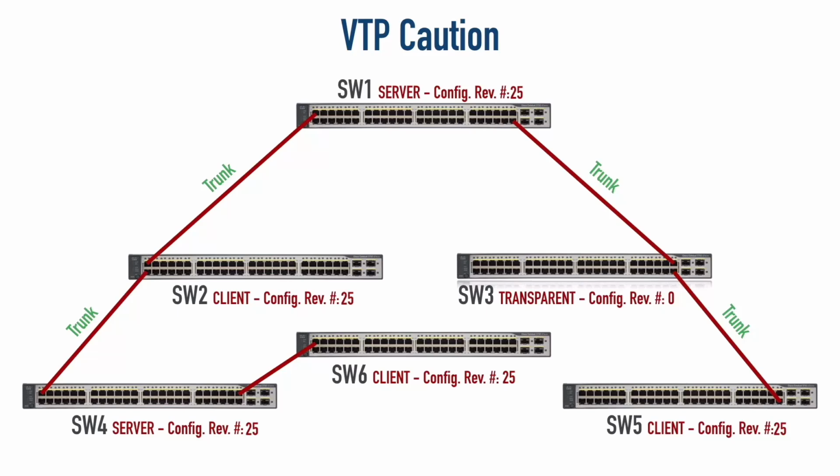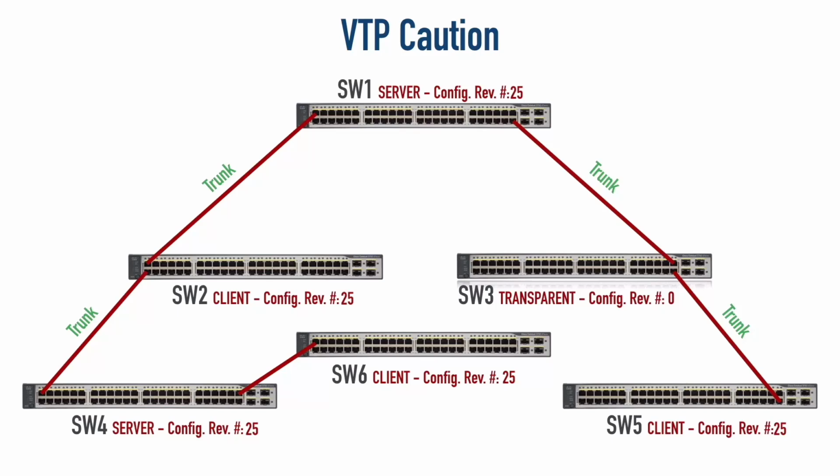Here's what I normally do. Before adding a switch to a network like this, I would do two things. I would first set the mode to transparent, and by doing that, that's how we set the configuration revision number to 0. Then I would delete that VLAN database just as an extra caution. It's probably not necessary, but I like to do that. And then maybe I set it to client mode. Now when I plug into the network, I'm not going to have the authoritative configuration revision number because I reset it to 0 by switching it temporarily to transparent mode.